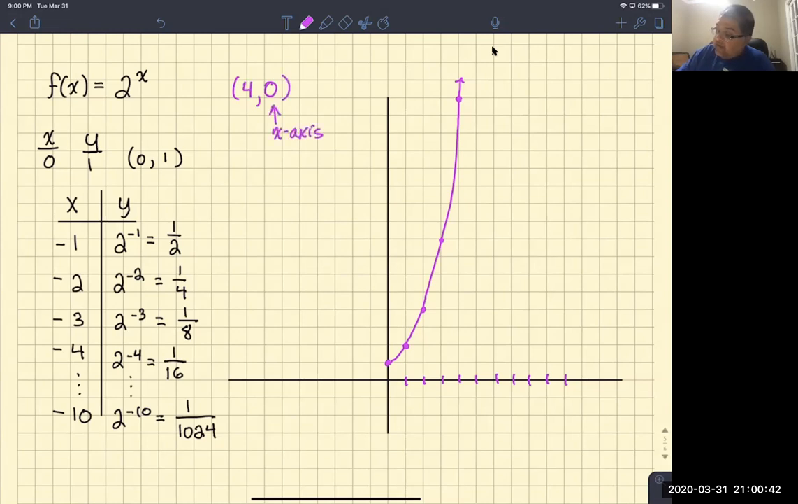Okay. So as my x keeps getting more and more negative, my y gets closer and closer, smaller and smaller, and gets closer and closer to 0. So the graph gets closer and closer to the x-axis. Okay. Will it ever get to the x-axis? Will y ever be 0? So the question is, is there some value that I can plug in for x so that my output is 0? And the answer is no. There is no value of x that I can plug in that gives me a 0.